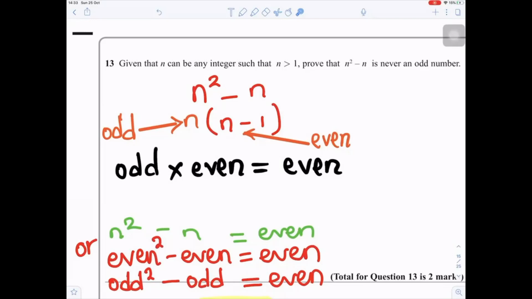Or you can write n squared minus n. If n is even, an even number squared minus an even number gives you an even number. If n is an odd number, an odd number squared minus an odd number will give you an even number. That's another way you can prove it.